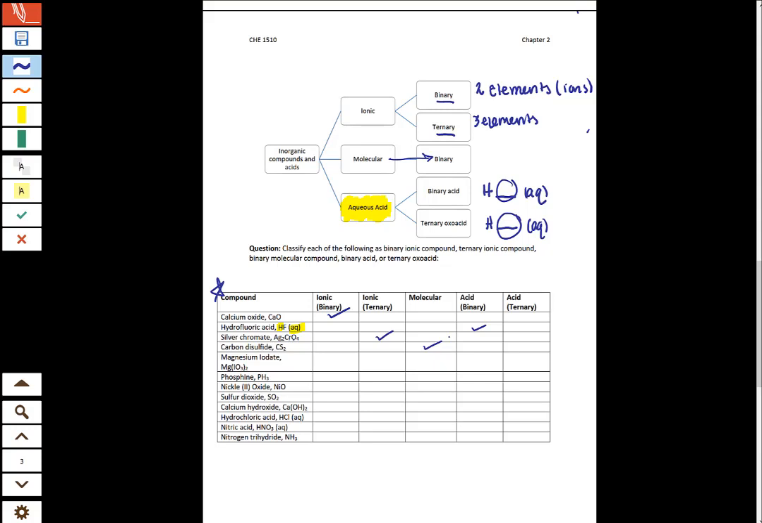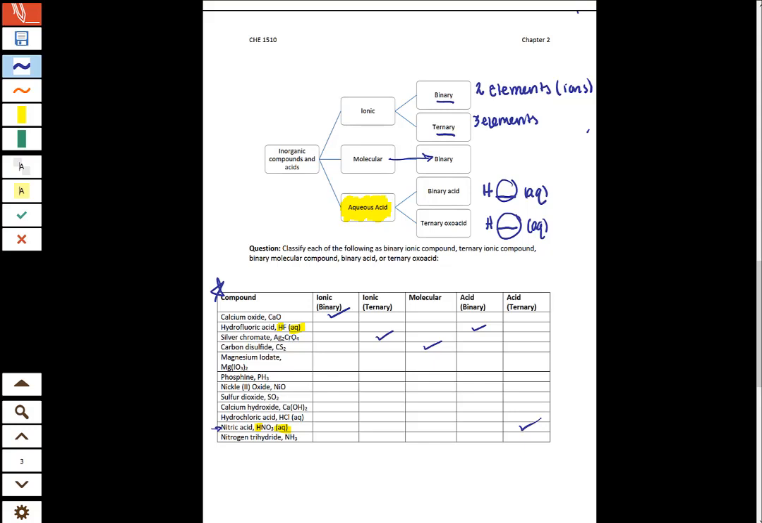Let's sneak down to the second from the bottom, the nitric acid. Nitric acid has the H out in front, the AQ at the end, and then it has a total of 3 types of elements present. This is an example of a ternary acid.